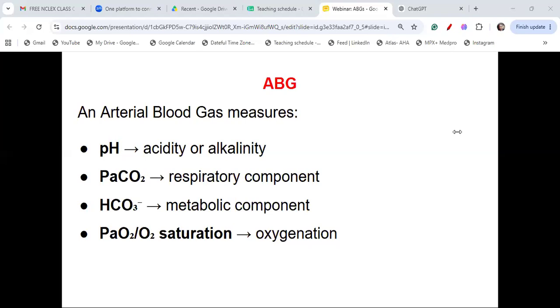pH assesses the acidity or alkalinity. We have partial CO2. We'll talk about this later. That's the respiratory component of the ABG. We have the bicarbonates represented as HCO3. That's the metabolic component. In some instances you may also see PaO2, that is partial oxygen, as well as sometimes they may include the SpO2. That's a component that shows oxygenation. We'll be talking about them later.